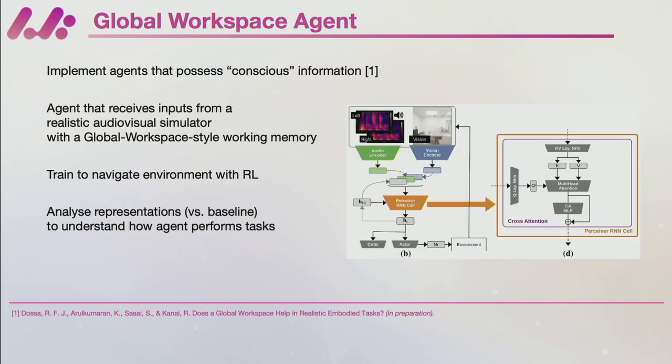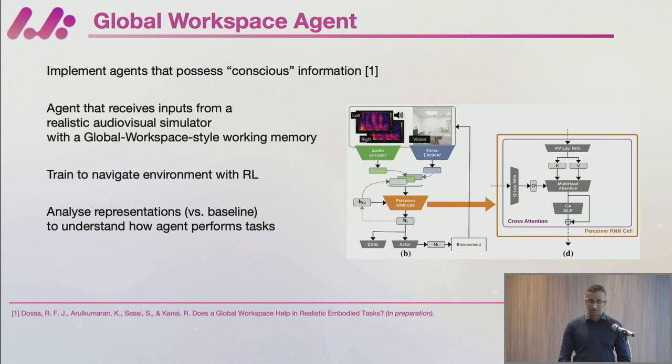Now we've embarked on a project to actually try and realize this and build an agent that contains conscious information. Beyond very toy implementations of conscious agents, we really want to ground this in realistic data. So we're working with a simulator that gives both realistic visuals and audio information, and we built an agent which has a global workspace style memory. We train this agent to navigate in this environment using RL, and we're trying to investigate how this agent performs, and how its representations differ from a more standard agent which doesn't have this capacity.